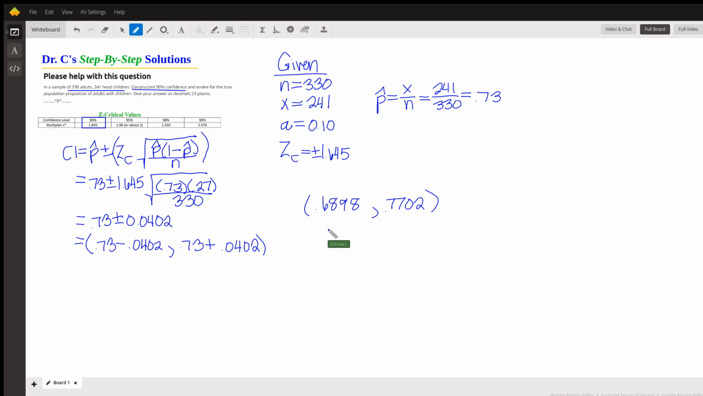So the way that you would write this essentially, we have our p, 0.69 and then 0.77. So your answer, we essentially are 90% confident that our population proportion, or the true population proportion, is between 0.69 and 0.77.